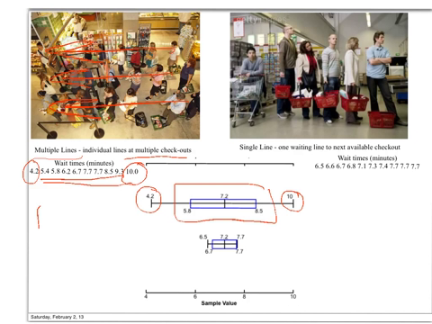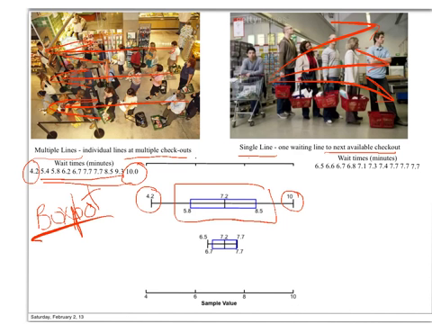And this is called a box plot, which you can also get by using 1-var stats. And there's a video on Sophia that explains how to get a box plot. So that's the box plot for the first data set. The second data set has all the customers in one single line, but they're waiting to go to the next available checkout. So each person in line, as they come to the front of the line, will go to a different checkout. So there are multiple paths to the checkouts here.